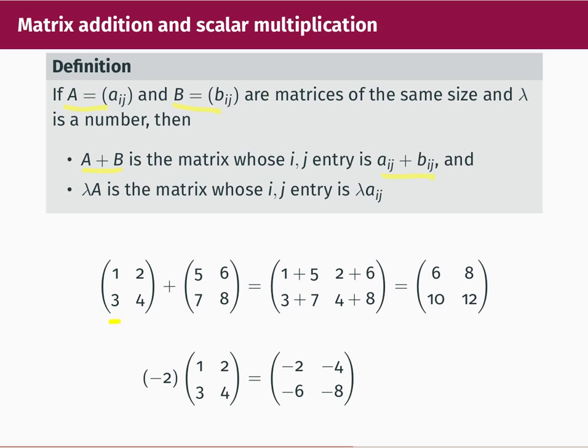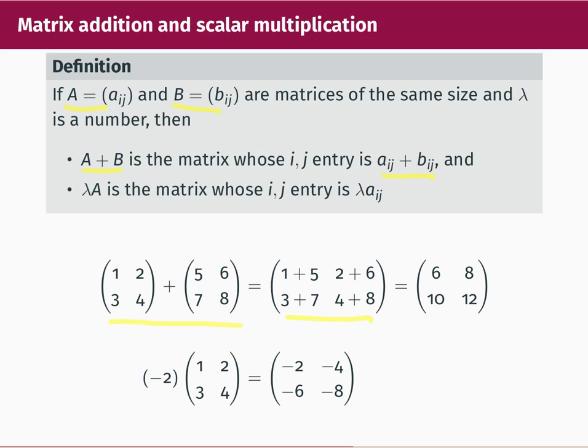So for example, if you have the 2 by 2 matrix 1, 2, 3, 4, and you add it to the 2 by 2 matrix 5, 6, 7, 8, then what the definition says is that you add the corresponding entries of those matrices. So the 1, 1 entry of their sum will be the sum of the 1, 1 entries of those two matrices, which is 1 plus 5. And the 1, 2 entry of the sum will be the sum of the 1, 2 entries of the two matrices, which is 2 plus 6, and so on.